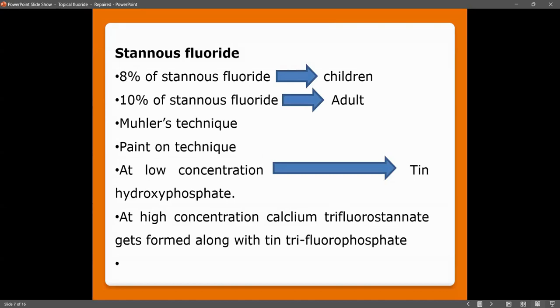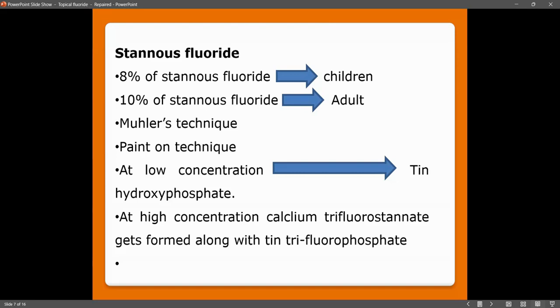Second type is stannous fluoride. Remember, in children you'll be using 8% stannous fluoride, whereas in adults you'll be using 10% stannous fluoride. I told you in sodium fluoride the technique is the Knudsen technique, but in stannous fluoride it is the Muller technique. Remember that. Here it is a paint-on technique.